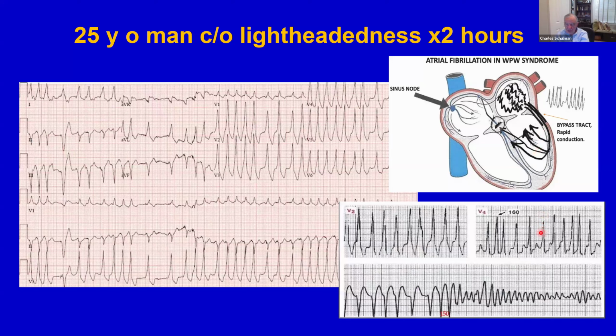Okay, and here's the risk of atrial fibrillation in WPW because it can deteriorate to ventricular fibrillation. So this person should be cardioverted back to normal rhythm, and then he should go right to the electrophysiology laboratory and have his bypass tract ablated because of this danger.